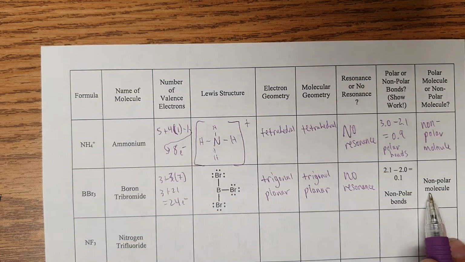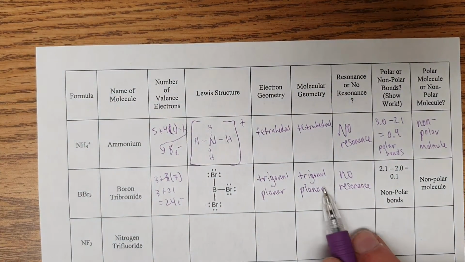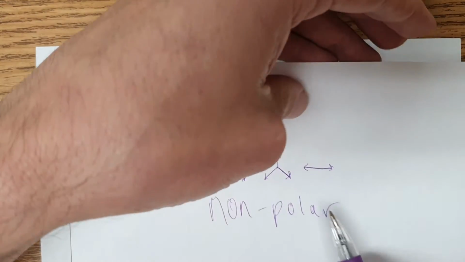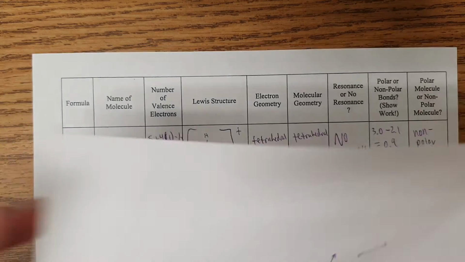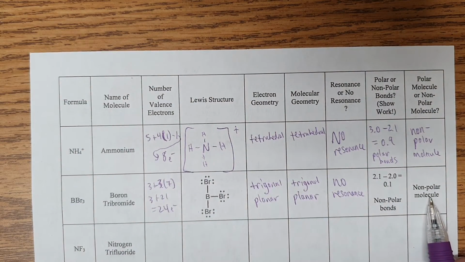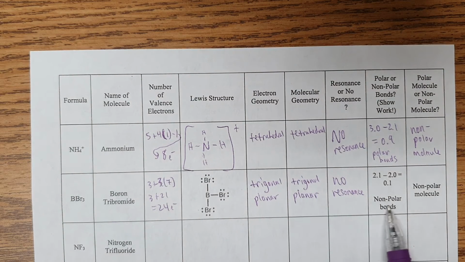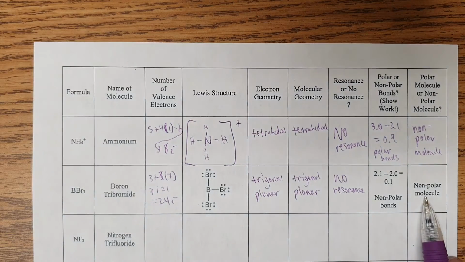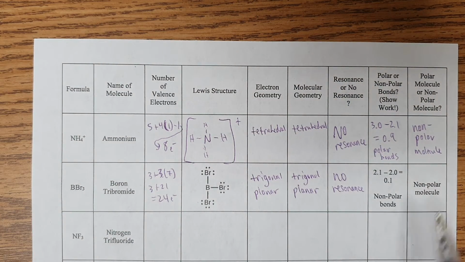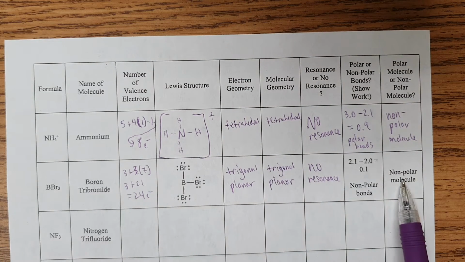All right, nonpolar bonds, which means nonpolar molecule. The reason this is a nonpolar molecule isn't because of the shape, although trigonal planar can have polar bonds cancel to make a nonpolar molecule. The reason we put nonpolar here is because the bonds are nonpolar. So it doesn't matter what shape you have. If the bonds are nonpolar, your molecule is nonpolar and that's it. The only way you ever put polar here is if you have polar bonds and then some shape that doesn't balance.